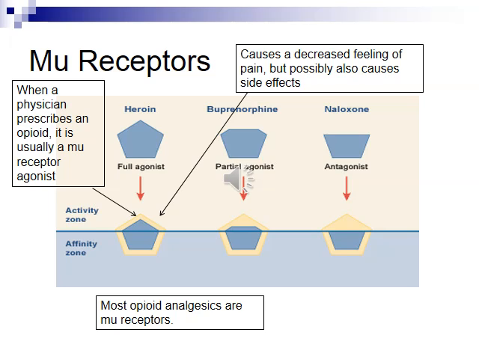So again, your mu receptors, we went through the mu, kappa and delta. When you're talking about prescription opioids, it's typically the mu receptors that they work with.